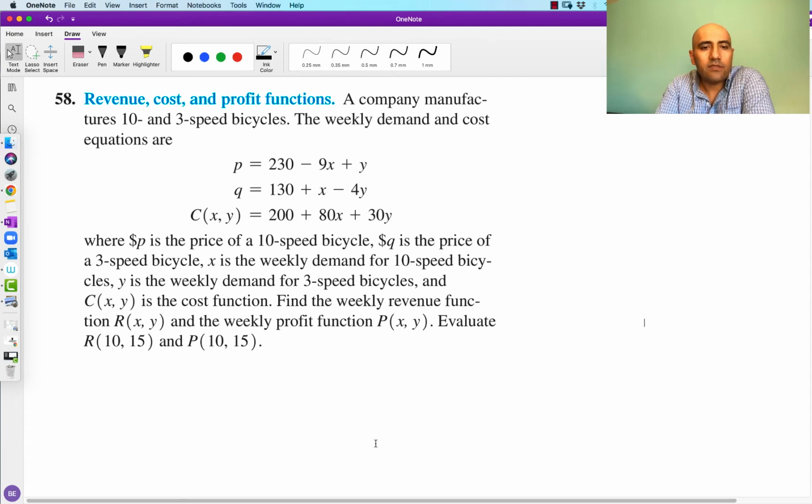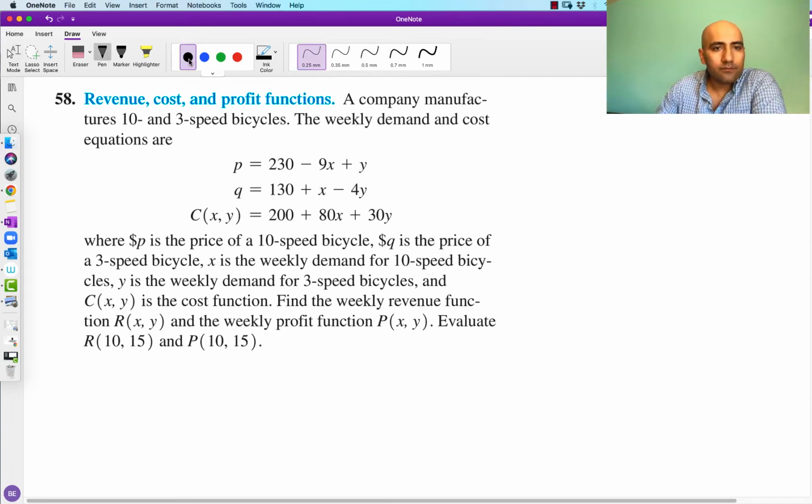where P is the price of the 10-speed bicycle, Q is the price of the 3-speed bicycle, X is the weekly demand for the 10-speed bicycle, and y is the weekly demand for the 3-speed bicycle, and C of x comma y is the cost function. So find the weekly revenue function, R of x comma y, find the weekly profit function, P of x comma y, and then finally evaluate R of 10 comma 15 and P of 10 comma 15.